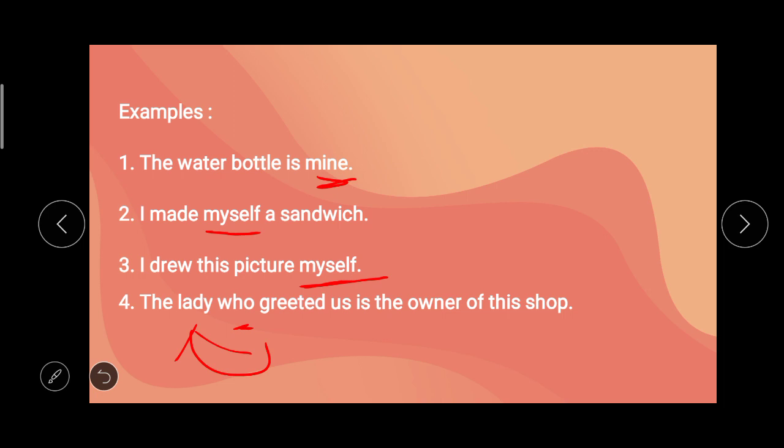Now for your better understanding, let me show you the definitions of all these types of pronouns.